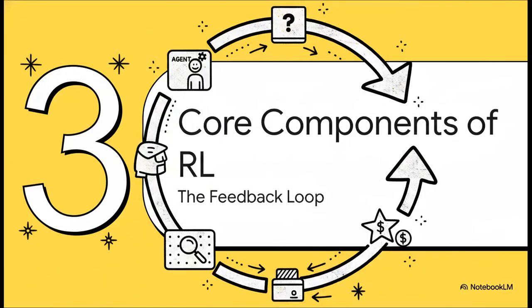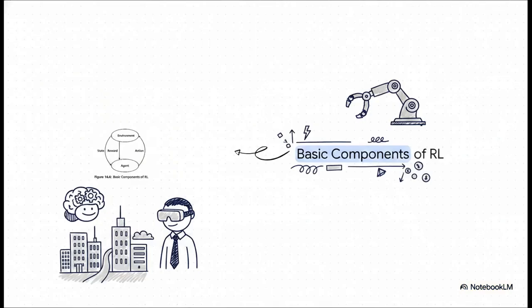All right, Section 3, Core Components of RL. The feedback loop. Every single RL problem out there relies on this one continuous cycle. You have the agent, that's the autonomous body, like a robot or a piece of software, that looks at the world and makes a decision. Then you have the environment, which is the world where all these actions actually take place. When the agent takes an action, the environment updates itself and spits back a new state and a reward.